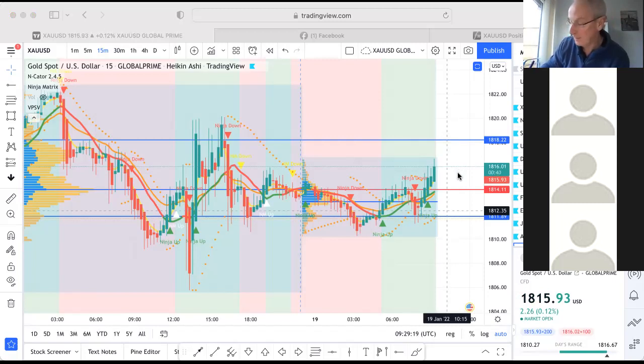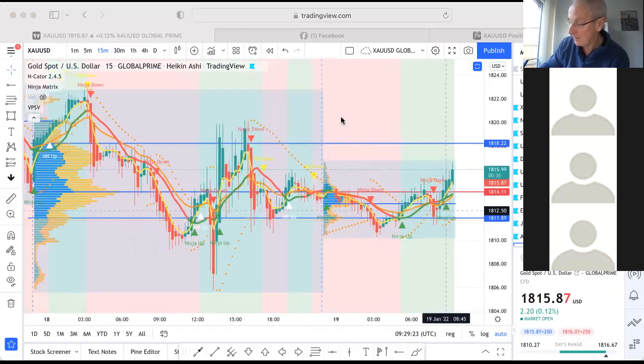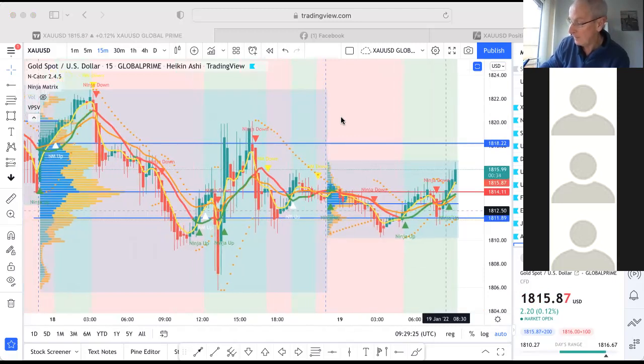I'm not saying anybody should get into that trade, because I'm not a financial advisor and all that. I'm just a guy trying to pass on his thoughts. But that is looking like a pretty good setup.